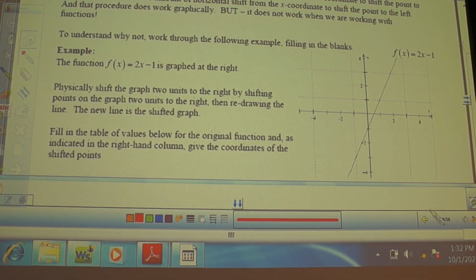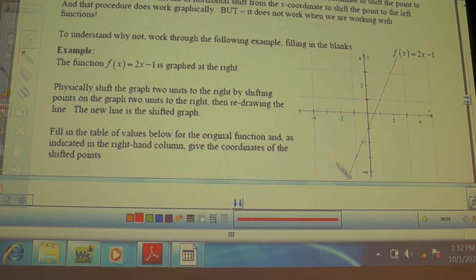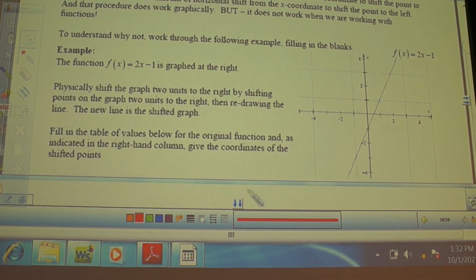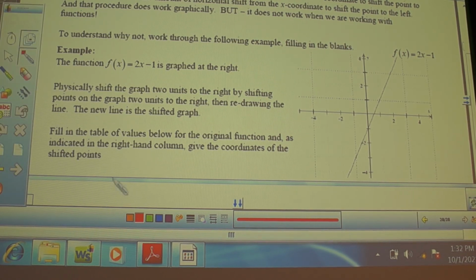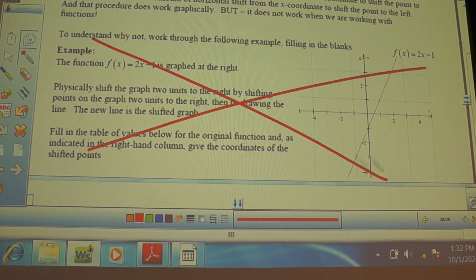Why is it? Because x is in the equation. Yeah, because x is in the equation. That's a good way of putting it. So we're going to cross this part out. I'm going to explain it to you instead on paper.